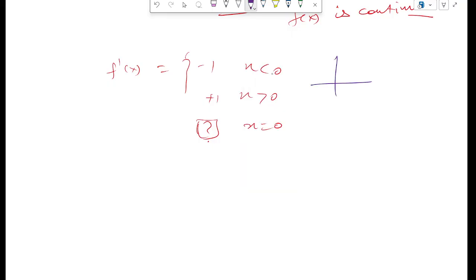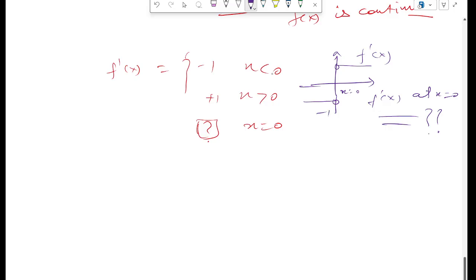If we draw this graph, for x greater than 0 it's plus 1, here, and here an open bubble. For x less than 0, it's minus 1. So here. Now you can see this is f dash x. We have plotted f dash x, and we do not know what the value of f dash x will be at x equal to 0. You can see in the graph clearly that there is a jump at x equal to 0, a jump of f dash x from minus 1 to plus 1.